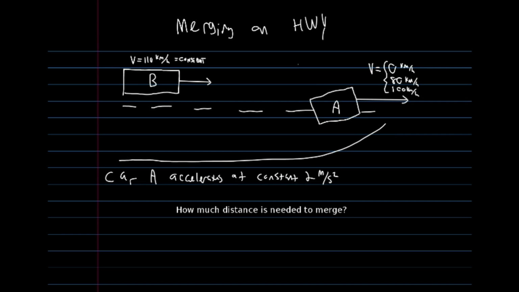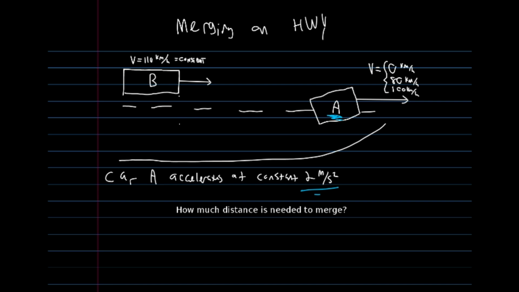Use a different color for that. We're driving in car A over here, and we can accelerate at 2 meters per second squared. We have a relatively low acceleration, but very comfortable as well. And we're trying to merge onto this highway, and we have this next car here traveling 110 kilometers per hour.